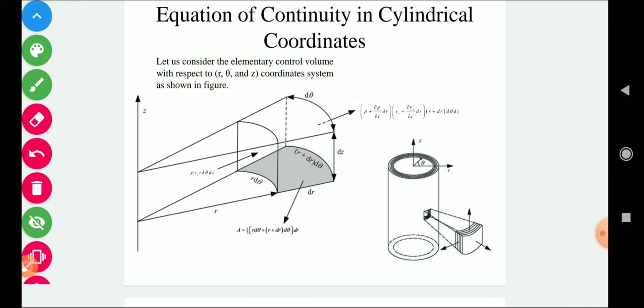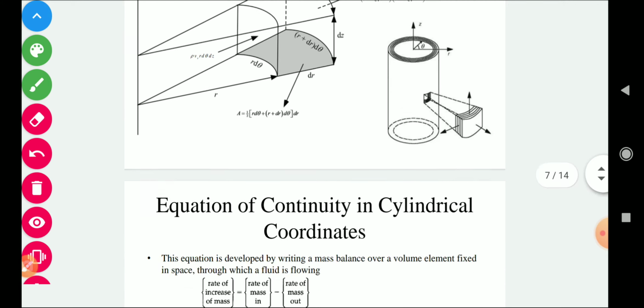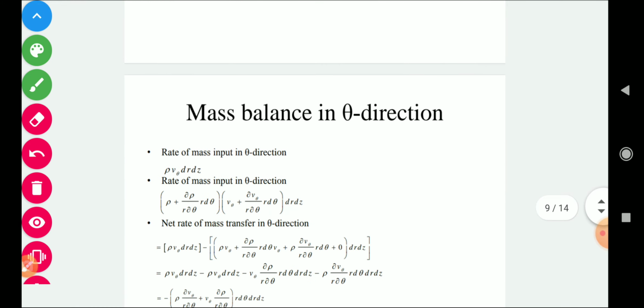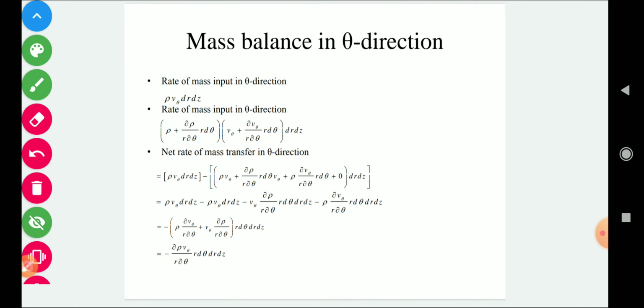So here area will be equal to, this length is dr and this height is dz, so area will be equal to dr into dz. So rate of mass input in theta direction will be equal to rho v theta dr dz. Rho is kg per meter cube, into velocity meter per second, and area is meter square. So finally kg per second, that is mass flow rate.